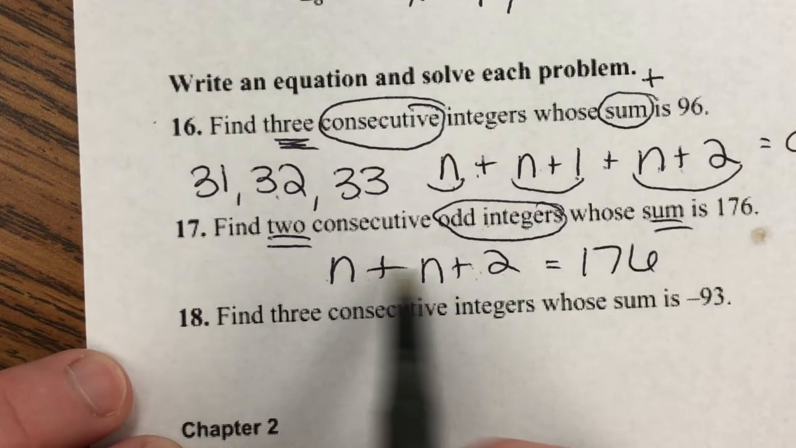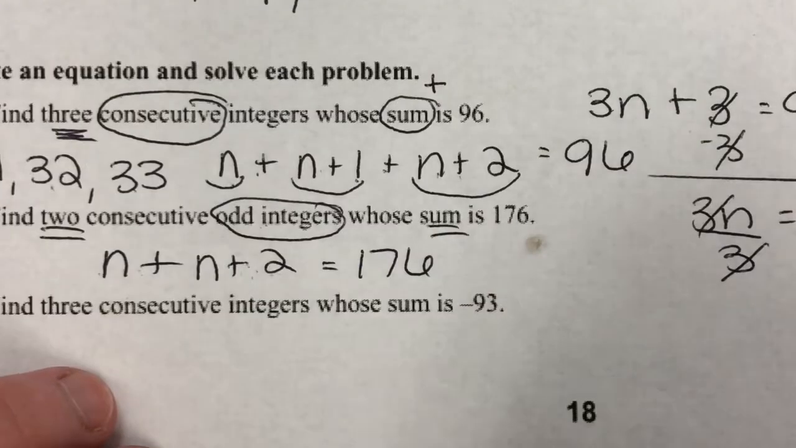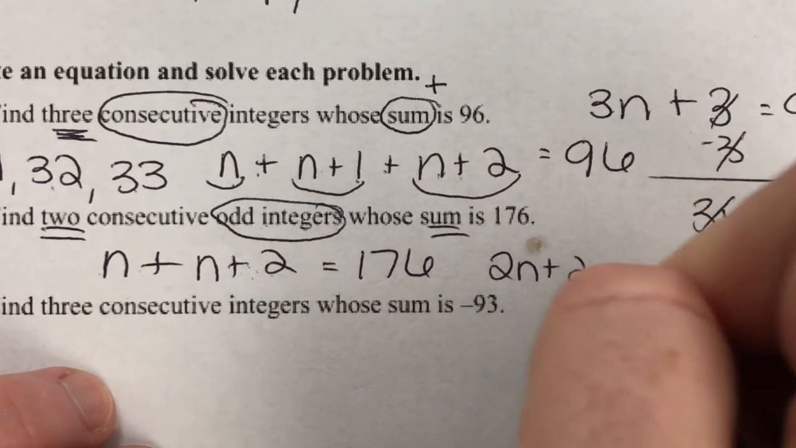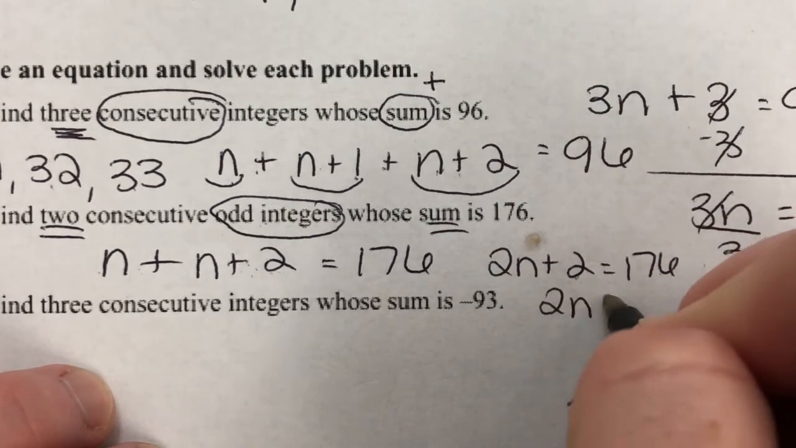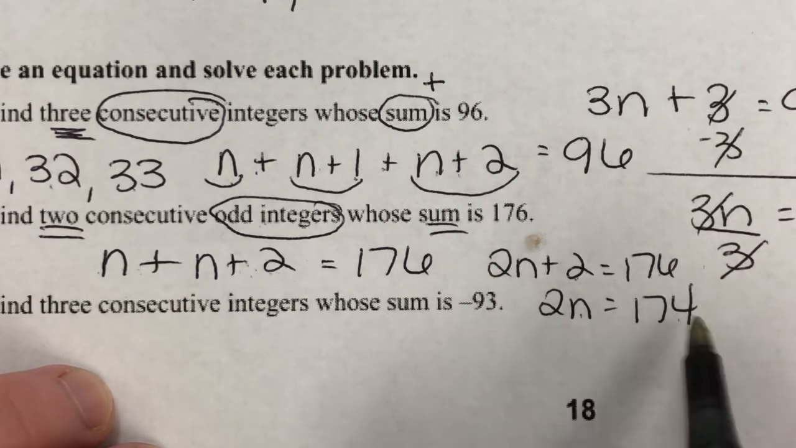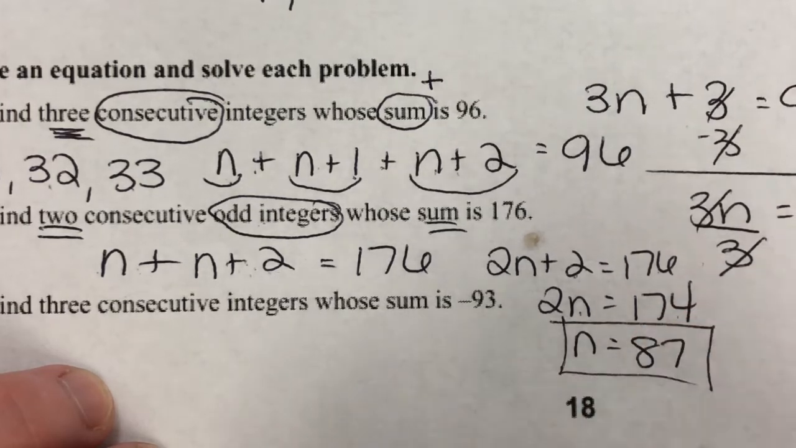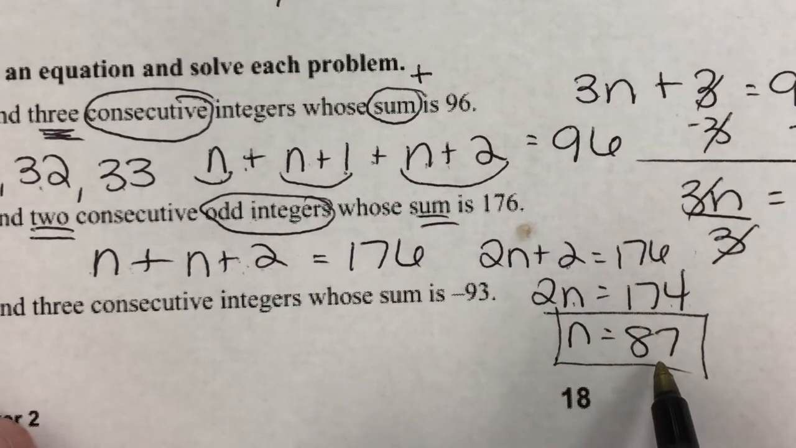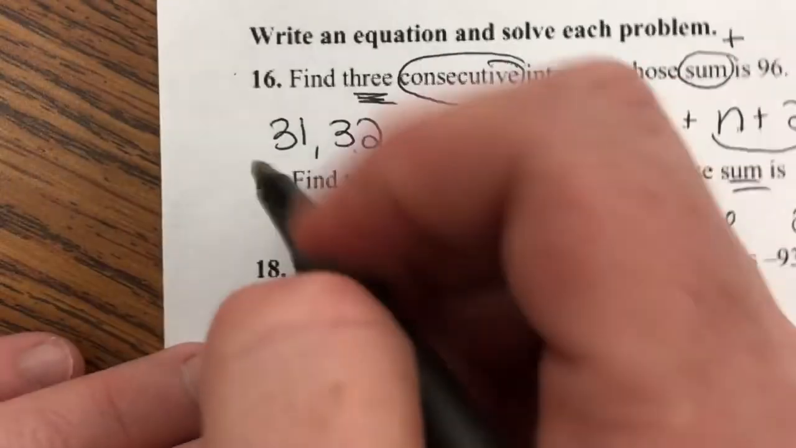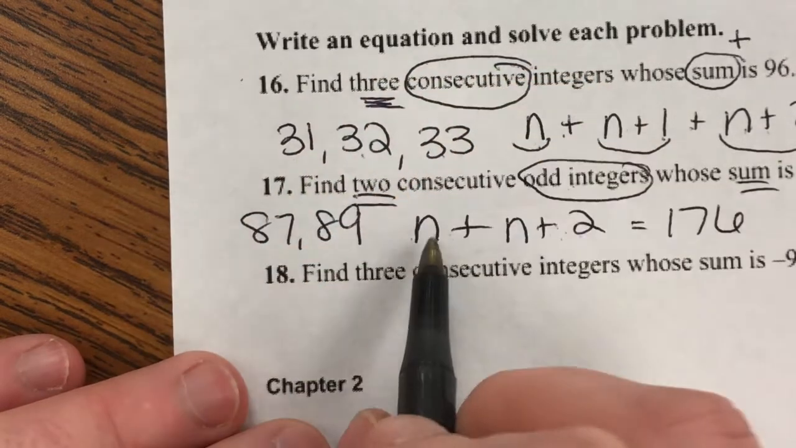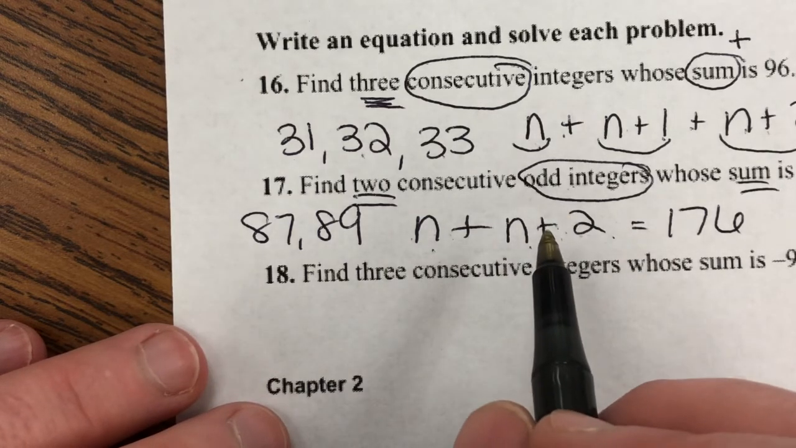To figure out what those two numbers are, I first have to figure out what the first number is, so I solve for n. I have 2n plus 2 equals 176. Subtract 2 from both sides of my equal sign. 2n equals 174. Divide both sides by 2. N equals 87. So two consecutive odd integers: one of them is 87. What would be the next odd number after 87? 89. So we'll say 87, 89. The first number is n, and the second number is n plus 2. So 87 plus 2 would be 89.